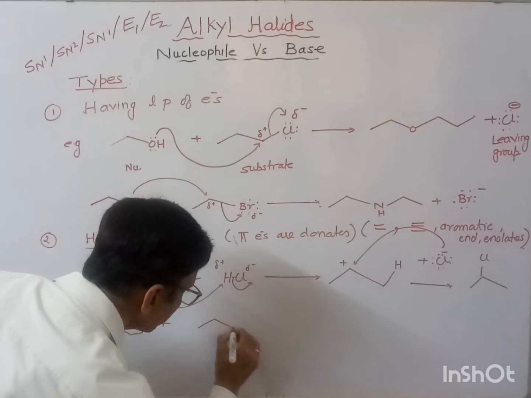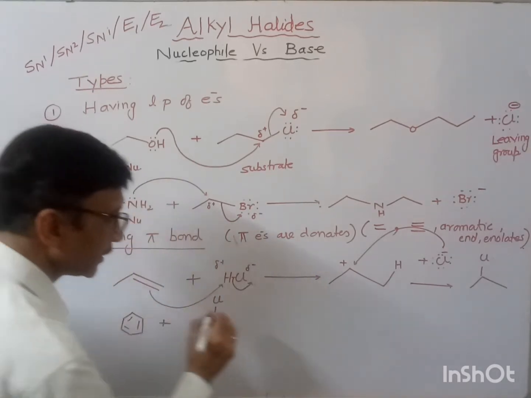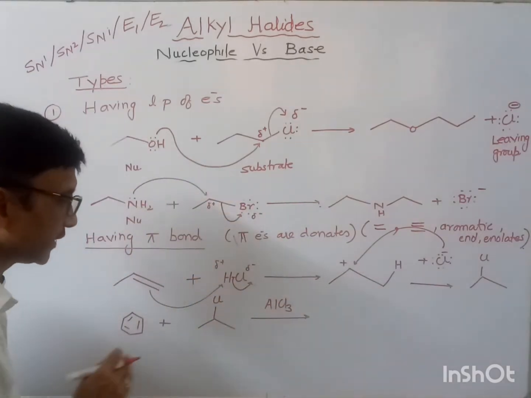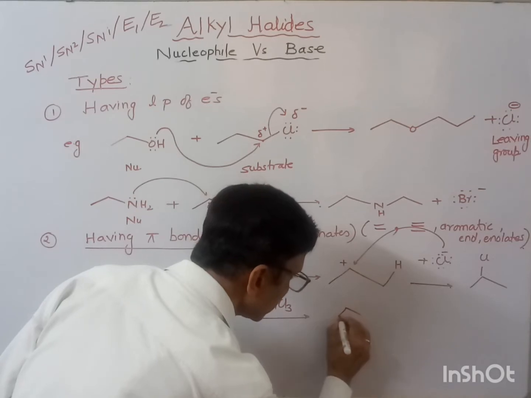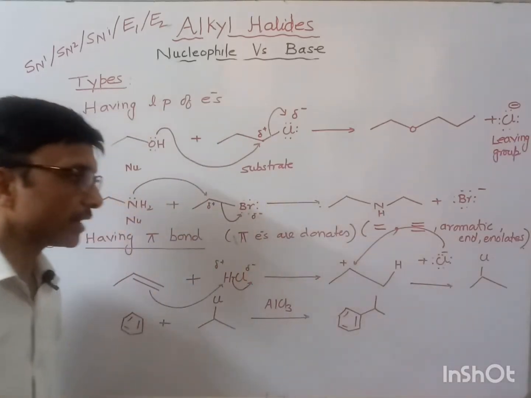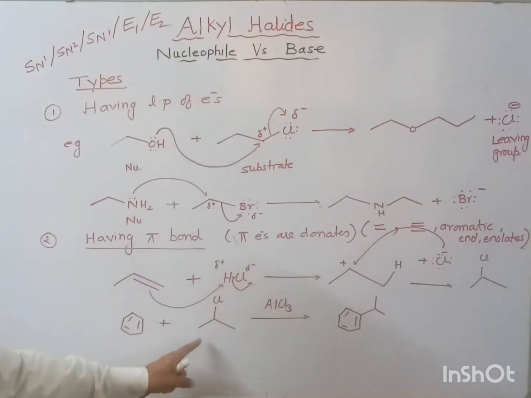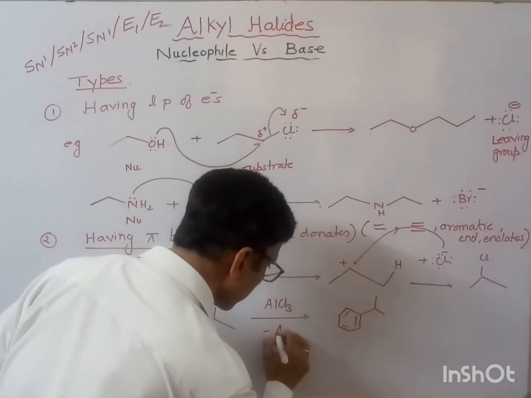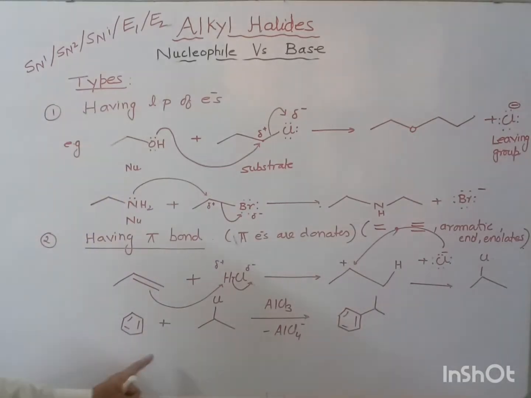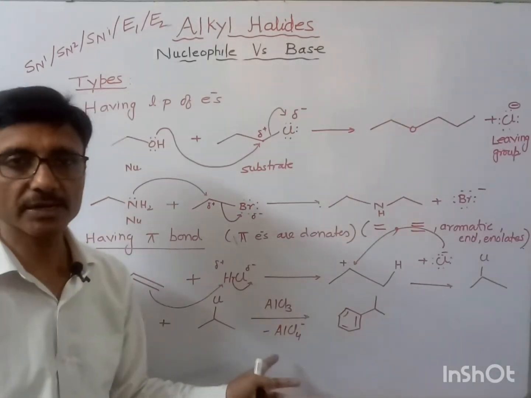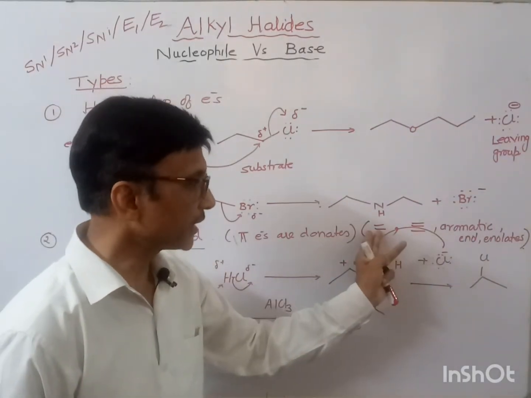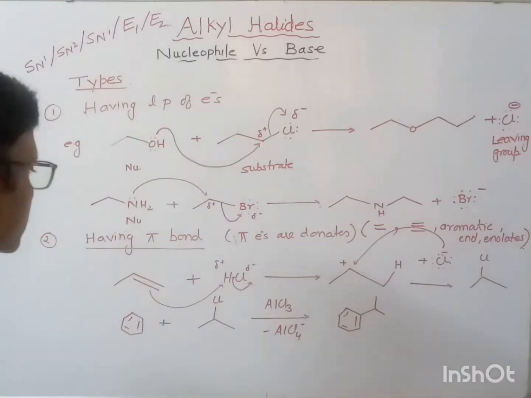And suppose we have propyl chloride, and you know the electrophilic substitution reaction in the presence of aluminum chloride. What is formed? It gives rise to the formation of isopropyl benzene, plus AlCl4 minus. The aluminum chloride acts as a Lewis acid here. So this is formed. I am not writing the complete mechanism of this electrophilic substitution reaction.